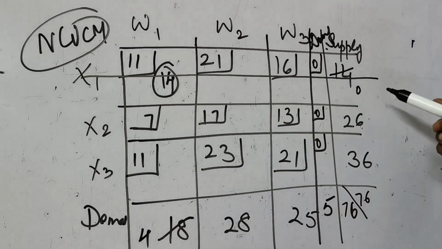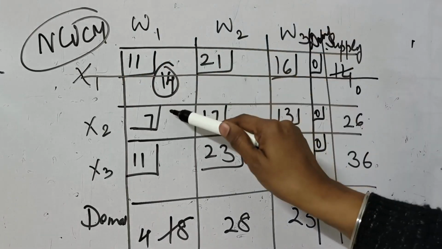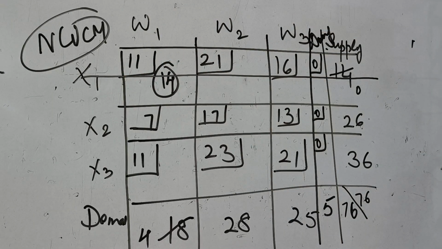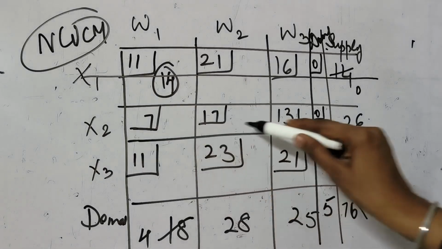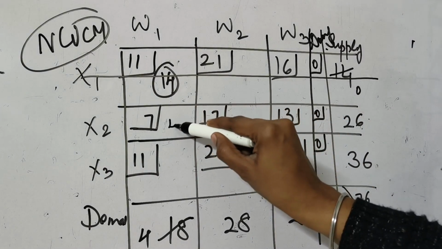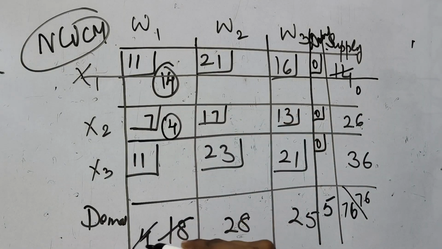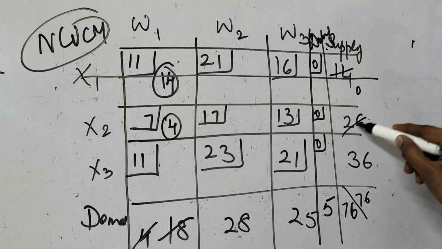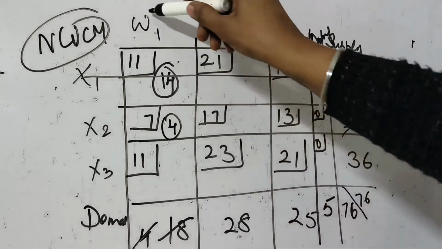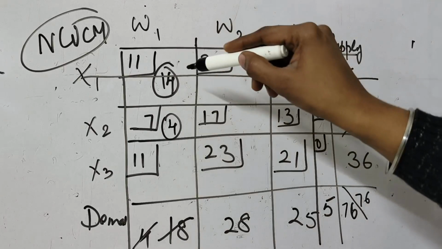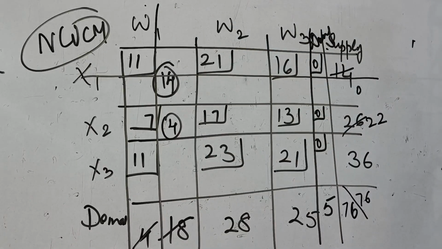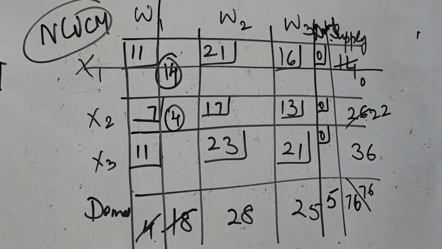Now I'll come to my next corner. I can see this has been deleted. So this is my next northwest corner. In front of this, 4 is the demand, 26 is the supply. But if the demand is only 4, I can't supply more than that. This will become 0 and this will become 22. So now this has become 0, and I will delete this column, as its total has already become 0.